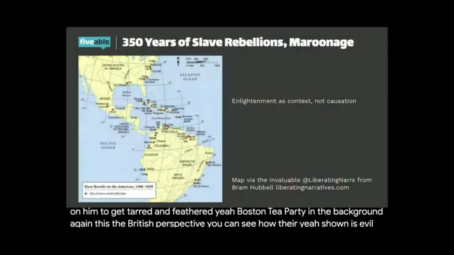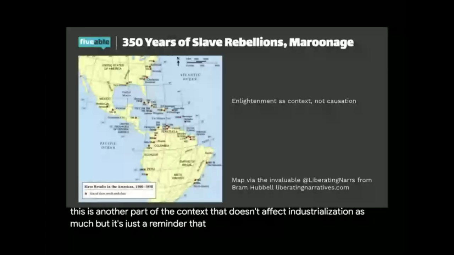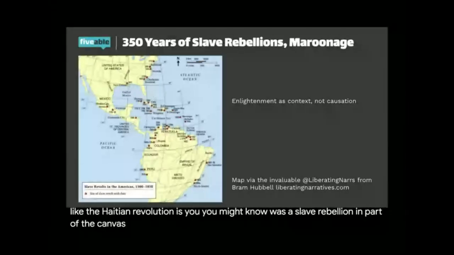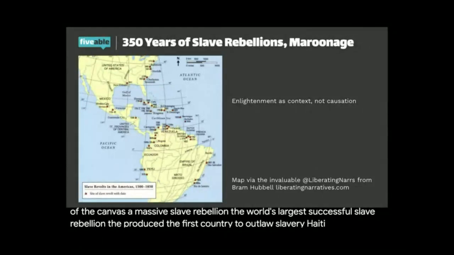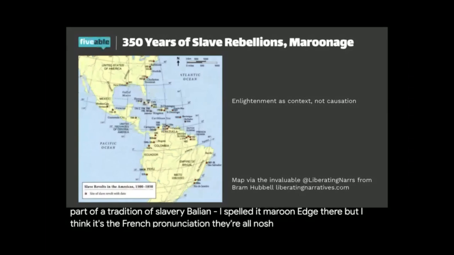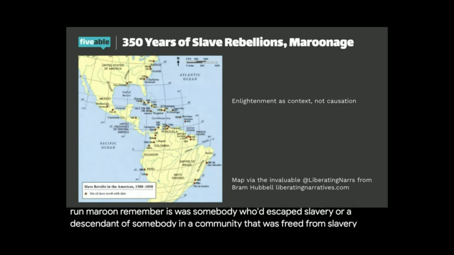This is another part of the context that doesn't affect industrialization as much, but it's a reminder that there had been rebellions against slavery. The Haitian Revolution, as you might know, was a slave rebellion in part. It became a massive slave rebellion, the world's largest successful slave rebellion, which produced the first country to outlaw slavery, Haiti. And that was part of a tradition of slave rebellion and marronage. A maroon, remember, was somebody who'd escaped slavery, or a descendant of somebody in a community that was freed from slavery.